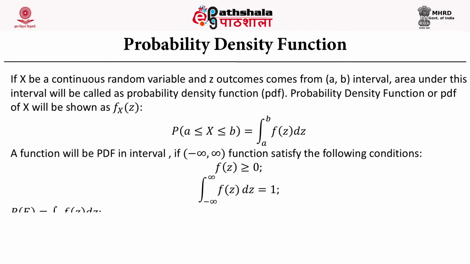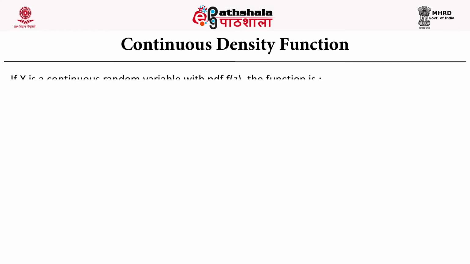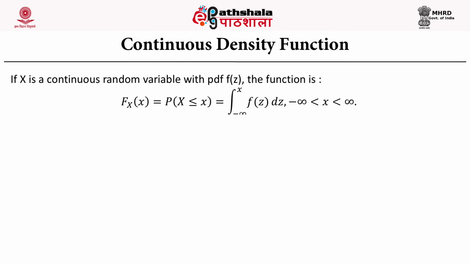Then the function must satisfy the following conditions. The first condition is that f(z) is greater than or equal to 0, and if you take the integration over the range minus infinity to infinity, the integral of f(z) dz comes out to be 1. And P(E) is equal to the integration over the interval E of f(z) dz, where E is an event of the random experiment.